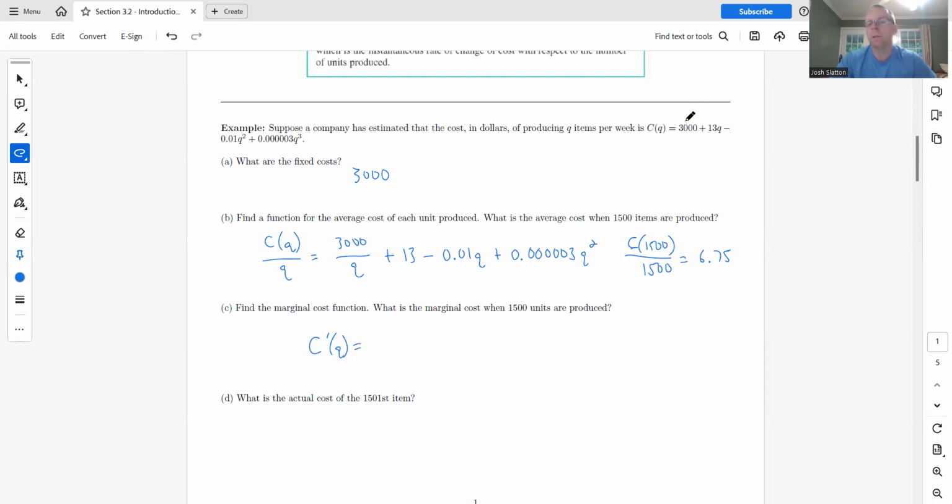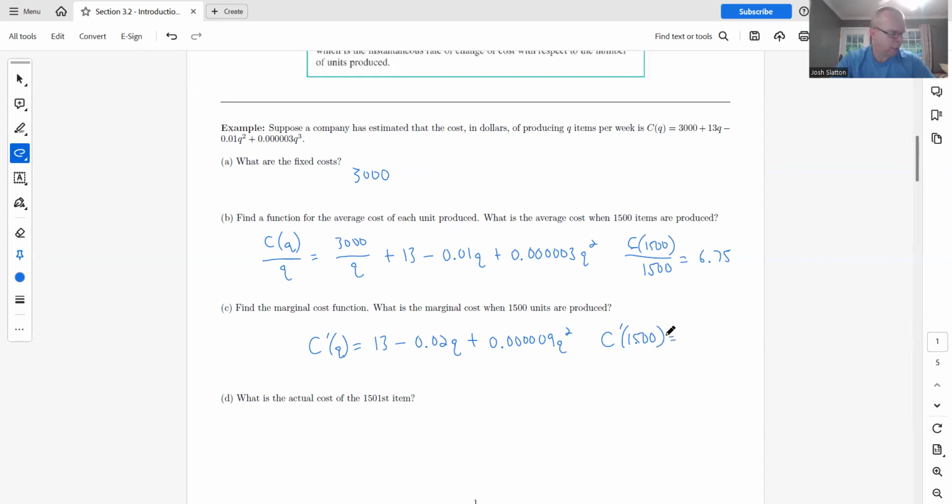Now we're going to take the derivative of the cost function. The derivative of 3,000 is 0. The derivative of 13Q is 13. We're just using the power rule: multiply the exponent by the coefficient. We get 0.02 times Q, and then again multiply the exponent by the coefficient, and we get 0.000009 Q squared. So that is our marginal cost function.